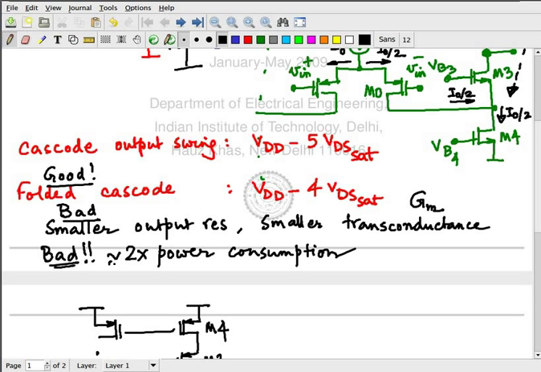Alright? So these are the good news and the bad news. You get a little more swing, but at the price of double the power consumption. Lot more power consumption than before. Okay, it may or may not be worth it. Okay, so this is the situation that we have.